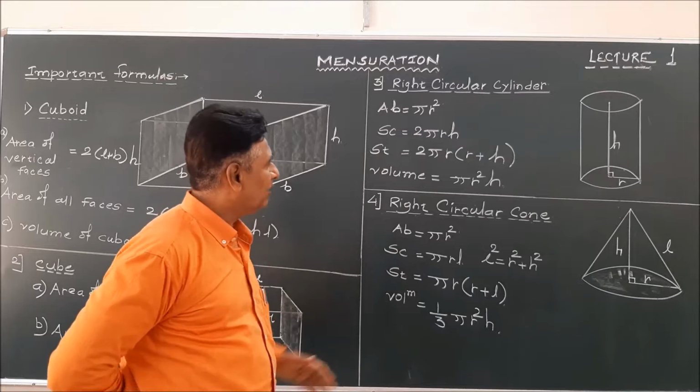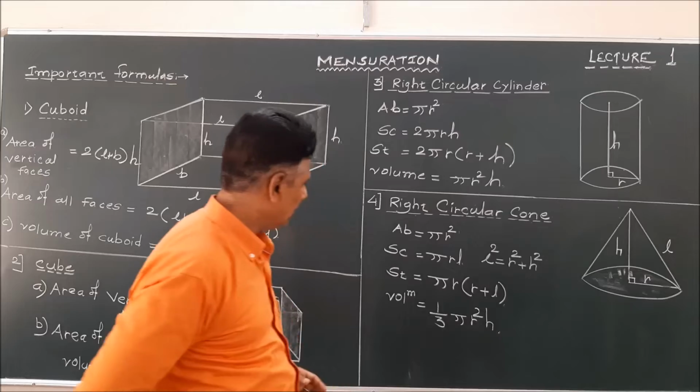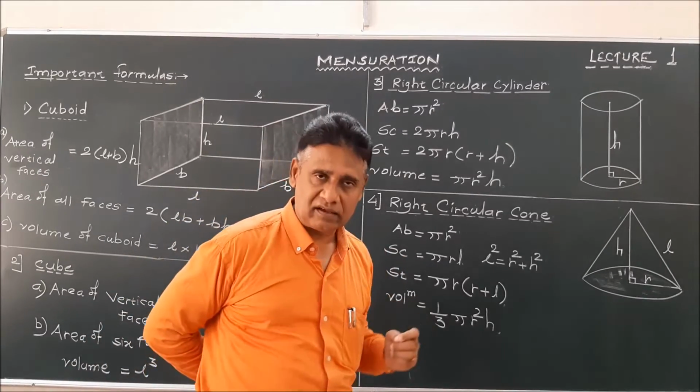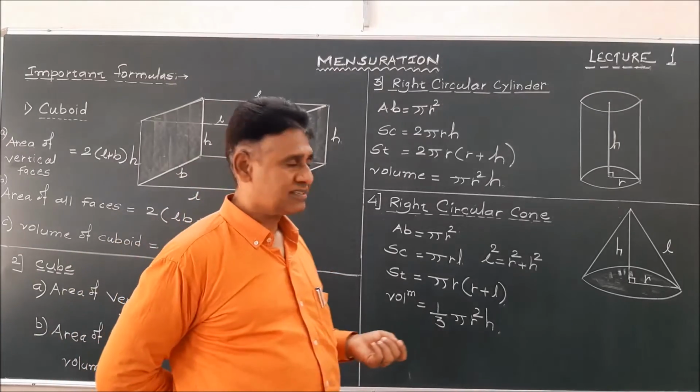Then, AB stands for area of base. So, area of base is obviously pi r square. Curved surface area is pi r L. Now, what is L? Slant height.